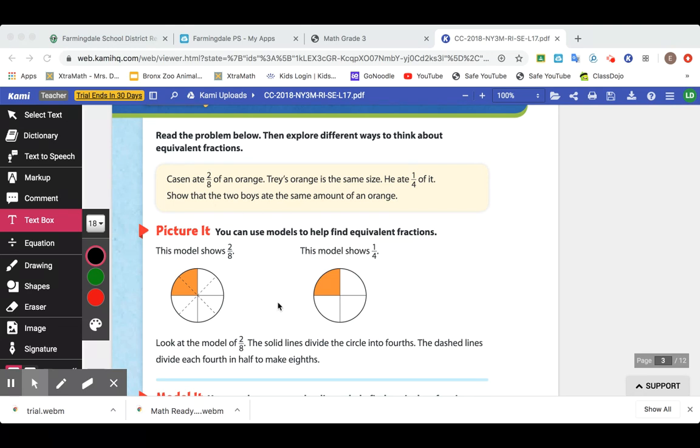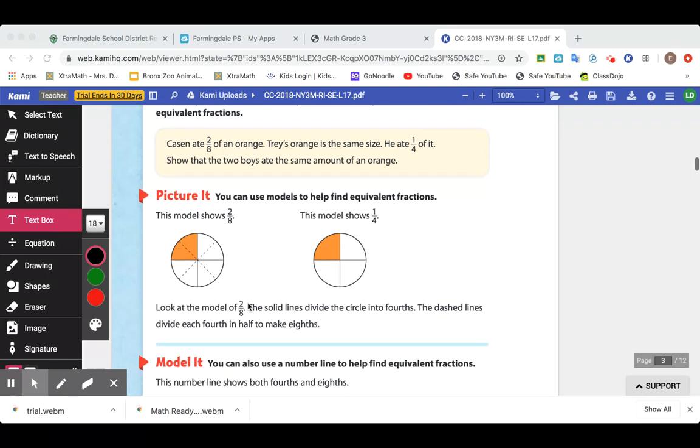Okay, so an important thing is the oranges are the same size. They're cut into different pieces, different amount of pieces. This orange was cut into 8 equal pieces, and Kaysen ate 2 of those 8 pieces, right? And this orange was cut into 4 pieces, and Trey ate 1 of the 4 pieces.